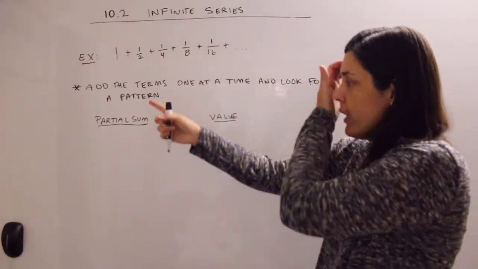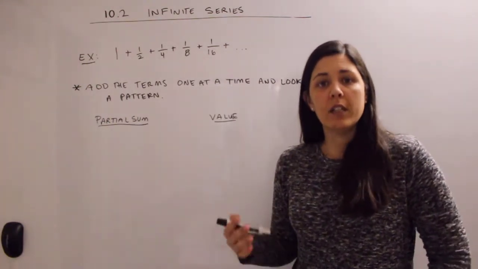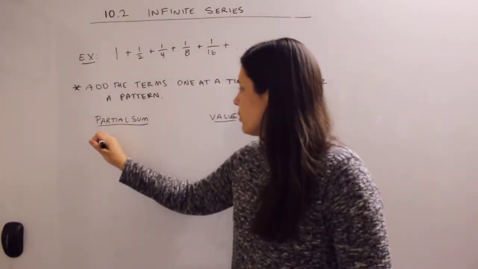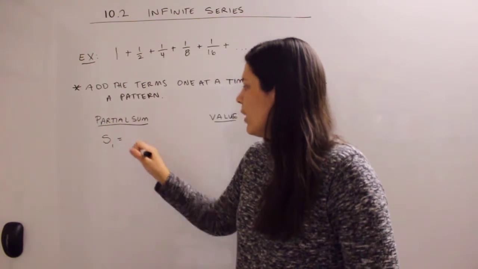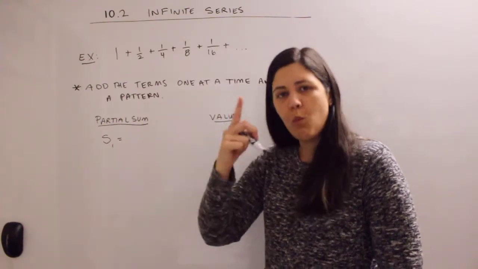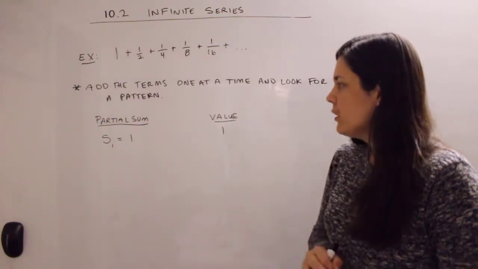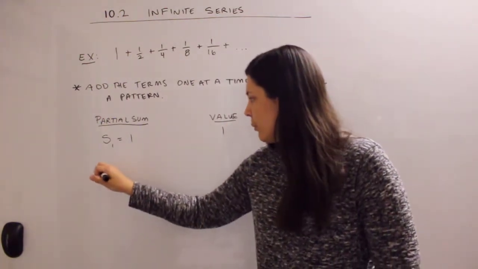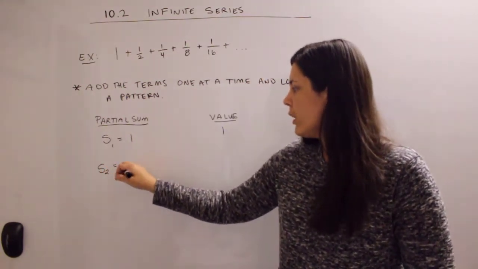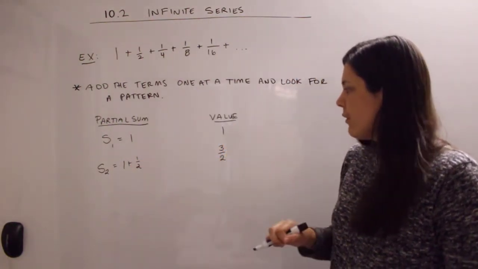So let's start by adding terms one at a time and looking for a pattern. This is one of the processes that we'll go through for this type of thing where we're looking for this formula. So I'm going to say the first partial sum. It would be denoted S sub 1, and we would call it the first partial sum, or the sum of the first 1 terms. And in this case it's just 1 because that's the only term. So the value of that partial sum is 1. Let's go to something more interesting, the second partial sum, or the sum of the first 2 terms, 1 plus 1/2. If we add that up, we're going to get 3/2.